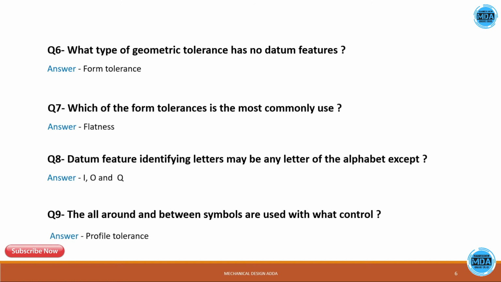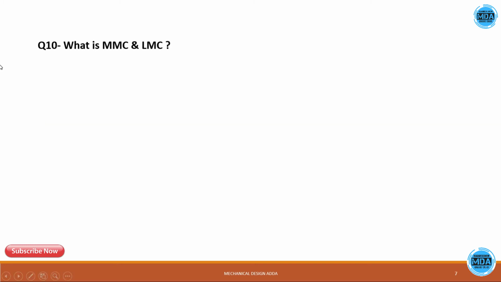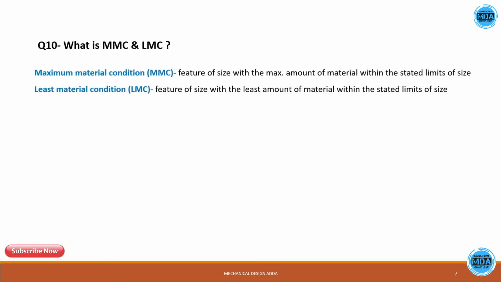So the all around and between symbol we use for the profile tolerance. So the next question is, what is MMC and LMC? So the MMC is nothing but the maximum material condition, and the definition is that the feature of size with the maximum amount of material within the stated limit of size.